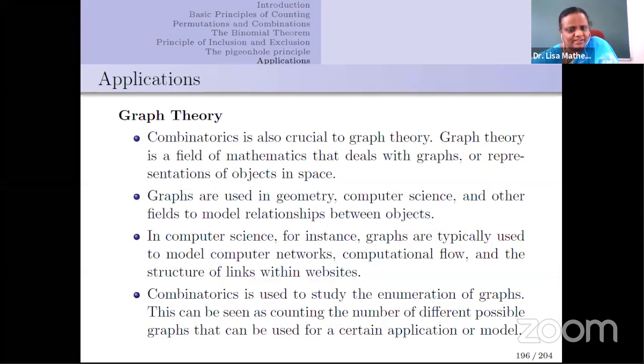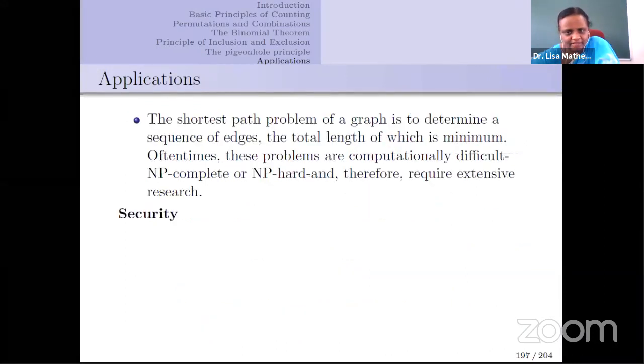Now, what is the link between combinatorics and graphs? Combinatorics is used to study the enumeration of graphs. That is, I want to count the number of different possible graphs which can be used for a certain application or a model. The shortest path problem of a graph is to determine a sequence of edges, the total length of which is minimum. Sometimes these problems are computationally difficult, that is NP complete or NP hard. In other words, it simply means that the problem is not easy to be solved, and therefore it requires extensive research.